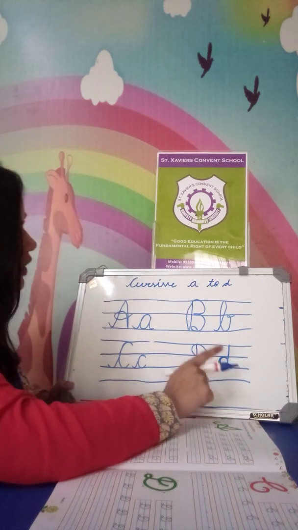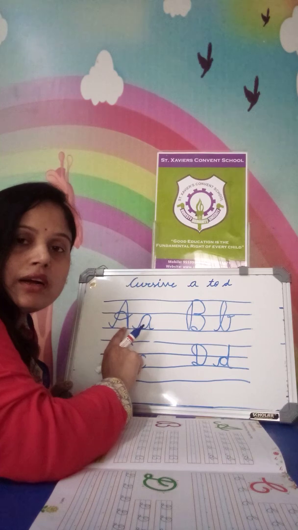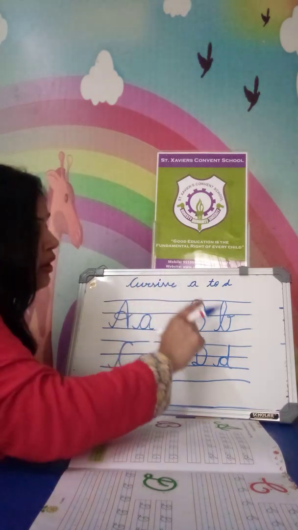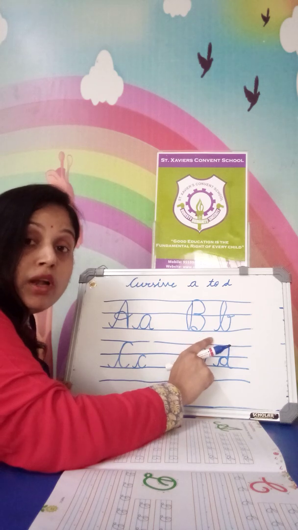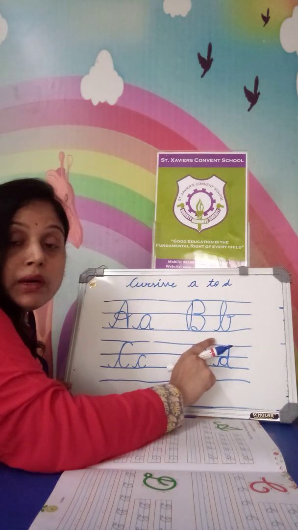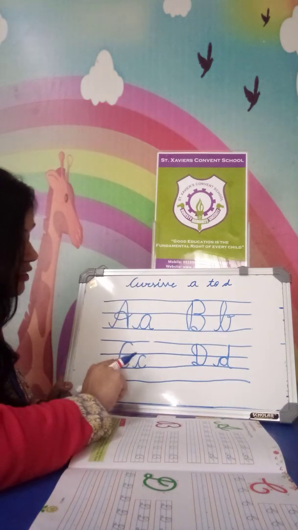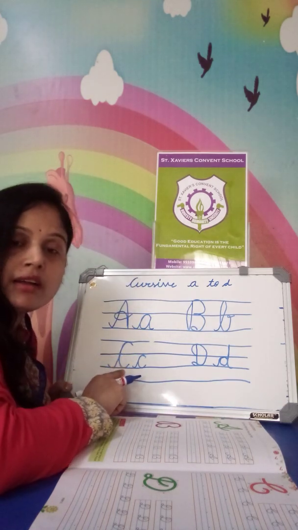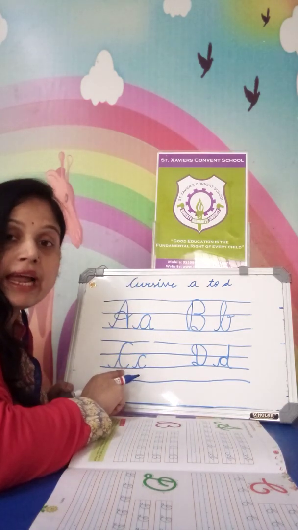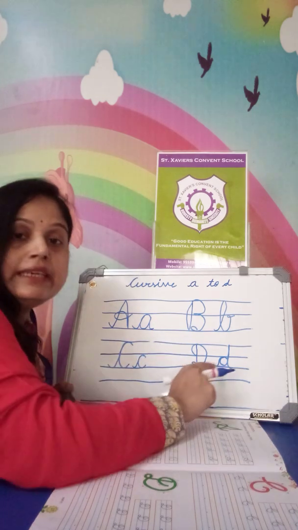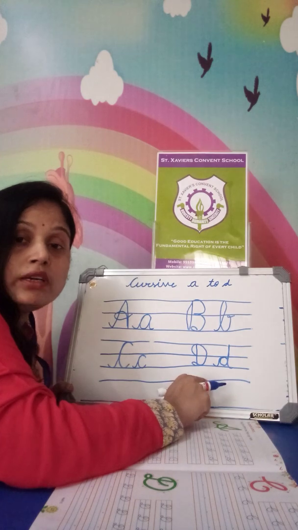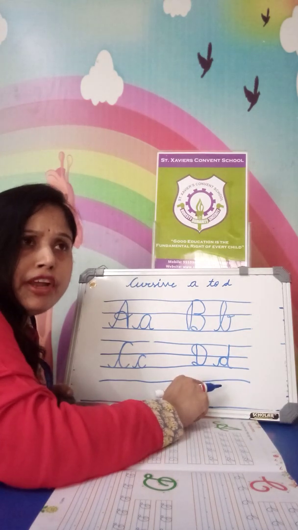Okay, so A sounds A. B sounds ba, like bat, ball, balloon, bun, bin. C sounds ka: cat, car, candle, carrot. D sounds da, like dog, duck, dolphin.